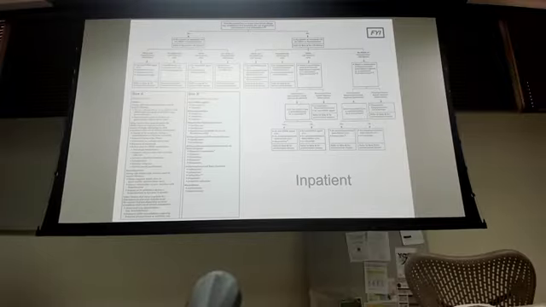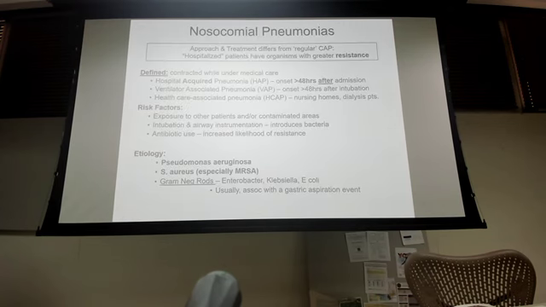Then there's another flow chart. You don't need to know it. Nosocomial infections, right? So now the clear delineation. You can kind of classify it into these three: HAP, VAP, HCAP. But the clear delineation is 48 hours after admission. So VAP drives me crazy, right? Because a lot of times it's preventable.